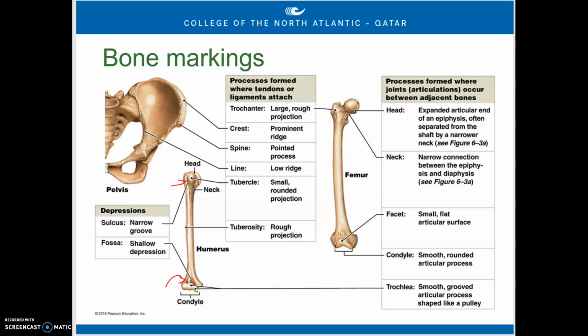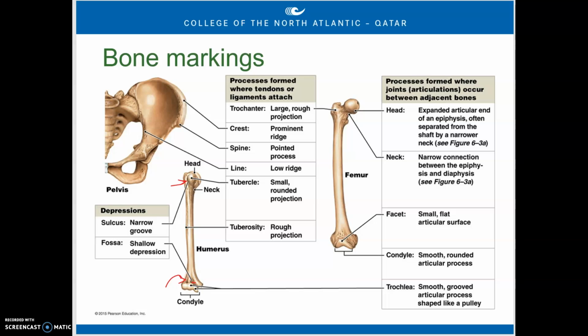Now, the next ones that we're going to look at are the processes. And remember, the processes are projections where we're going to have tendons or ligaments attach. Okay, so there are places on the bone where softer tissue, connective tissue, is going to attach, so that we can have muscle attachment that allows for movement. Okay, now these processes are going to be very similar ideas. They're going to be little tiny differences on the same theme.